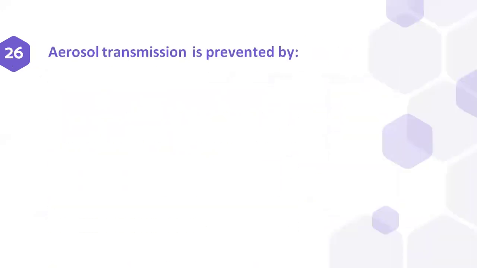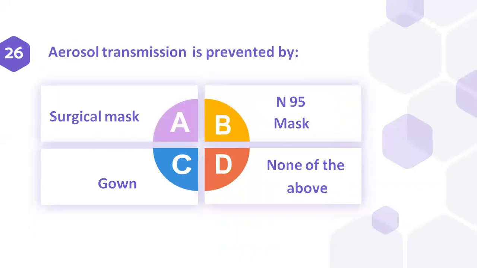Next question, aerosol transmission is prevented by option A, surgical mask, option B, N95 mask, option C, gown, option D, none of the above. So aerosol transmission means smaller droplets, which are less than 5 micrometer in diameter. These smaller droplets can transmit beyond 1 meter. So how can they be prevented? By wearing the N95 mask.